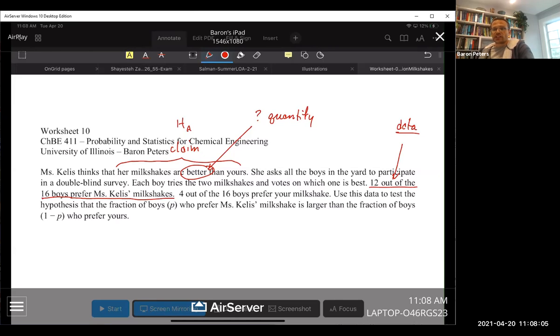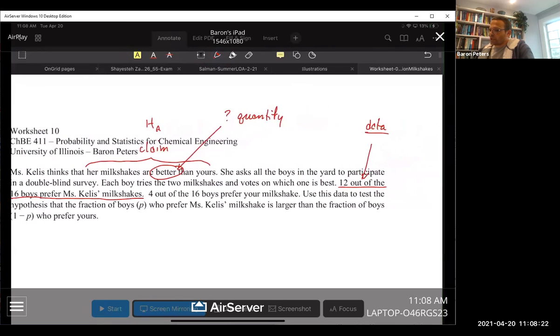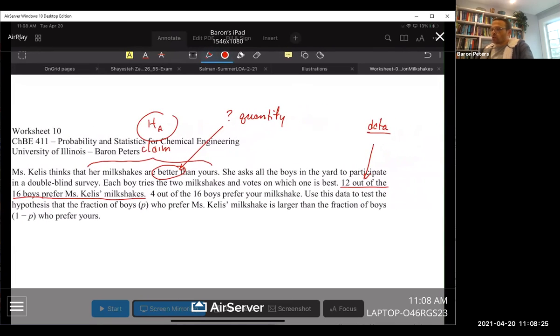And eventually, if 16 out of 16 people prefer Miss Keyless's milkshake, then you know that wasn't just a random fluke, right? So the logic here is how do you use statistics to place a degree of confidence on the validity of this claim? That's what hypothesis testing allows you to do.